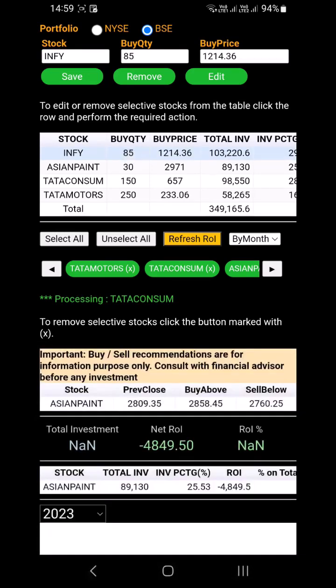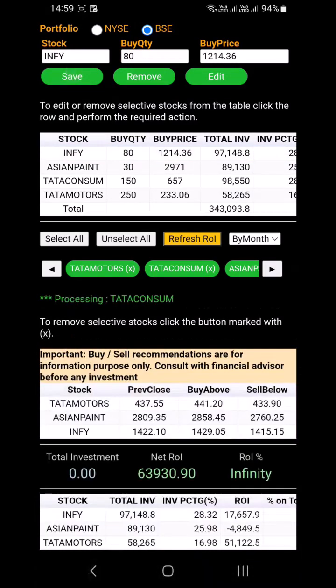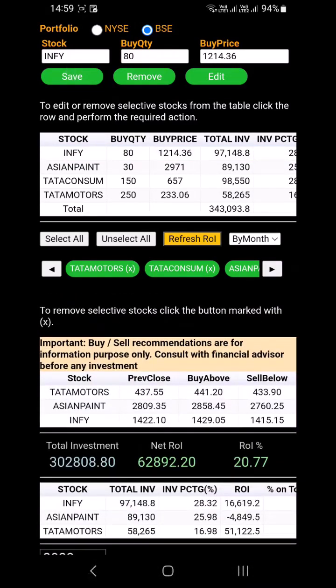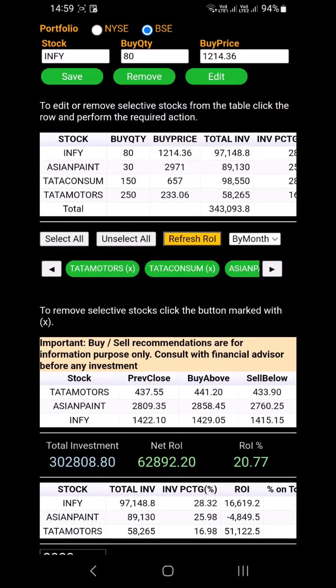You can add more stocks to your portfolio using the same steps. As you add more stocks, they will appear in the table below. To remove a stock from your portfolio or make changes to it, select the corresponding row in the table and carry out the required action.